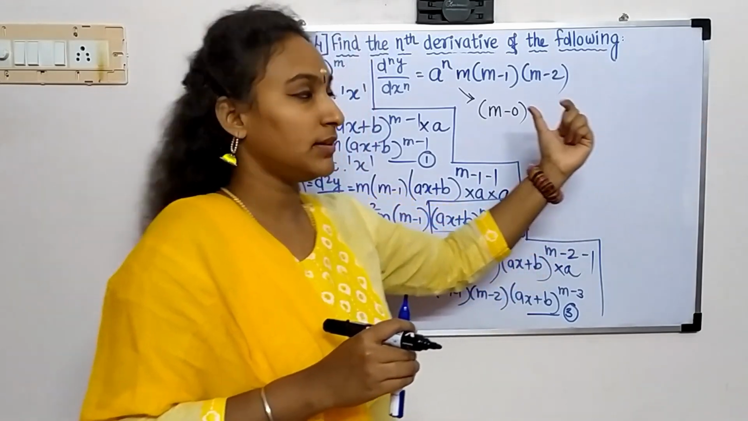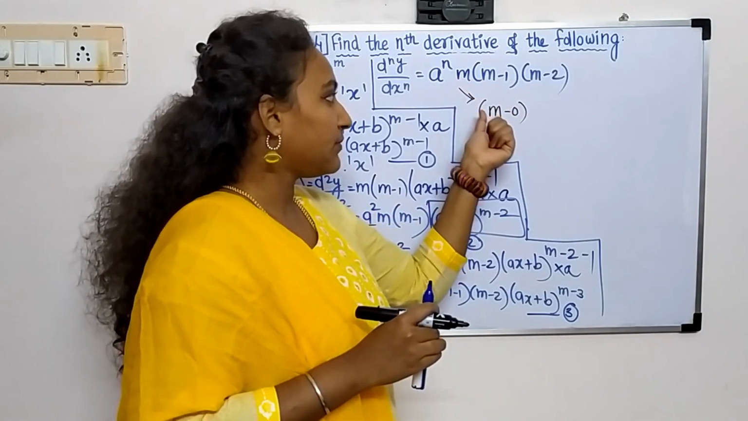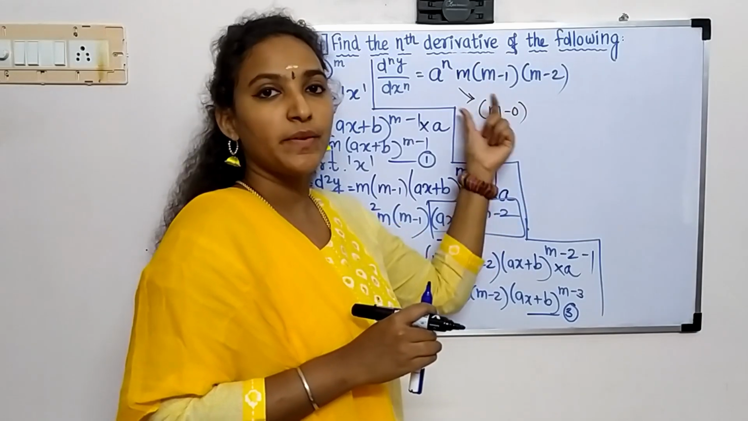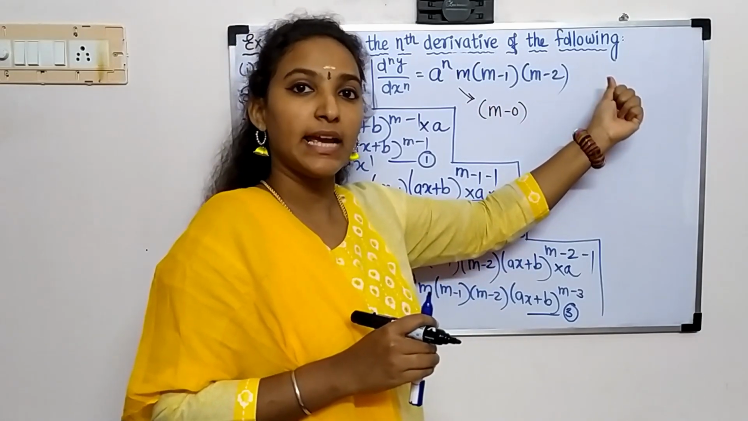Hope you are following me. Here the number is not starting from 1. It is starting from m minus 0. So we have to follow this pattern. So there will be m minus (n minus 1).